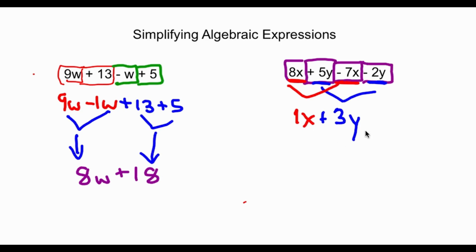All right. Now, is this the simplest form? Technically, it is not, because of this 1 in the front. The 1 is no longer needed. Once you combine the like terms, you no longer need that 1, because 1 times x is simply going to give us x. So the simplified version would be x plus 3y.